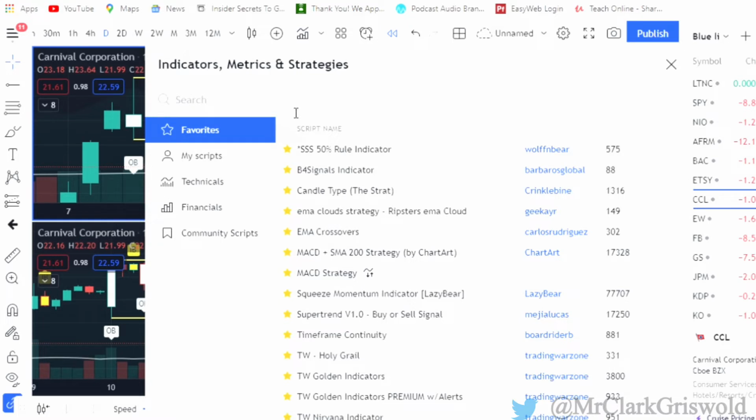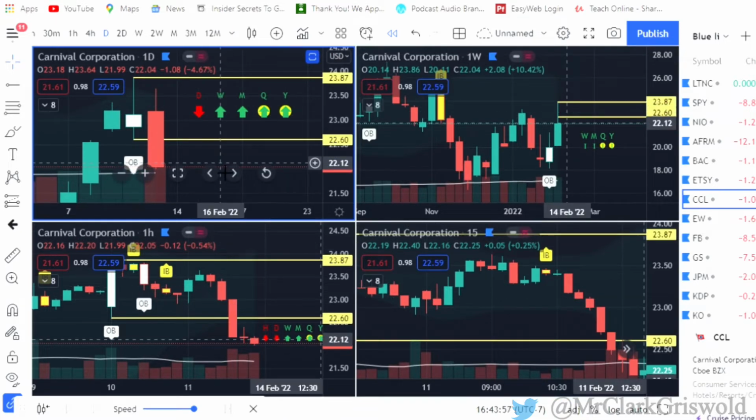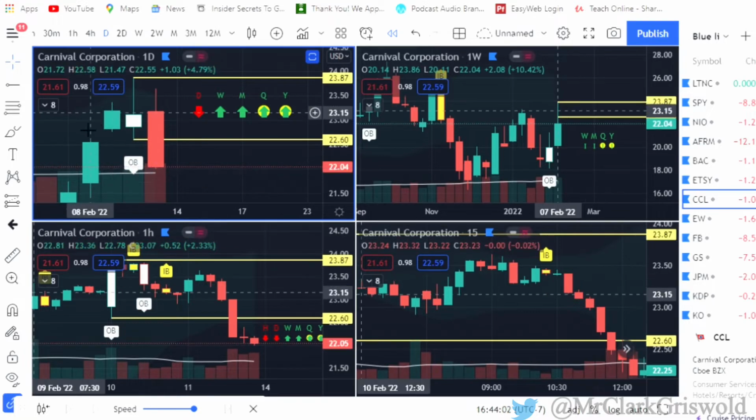And then if you're unsure of what the candle numbers are, like an outside bar in the Strat is considered a 3. An inside bar is considered a 1. And all other candles are 2s, whether they're 2 up or 2 down. You can type in candle type, and it'll be this one right here with the brackets. It says the Strat Crinklebind, and that'll give you the numbers for the candles. I don't use it, but you guys can find it, and it'll show you the candle numbers if you're still getting used to this.